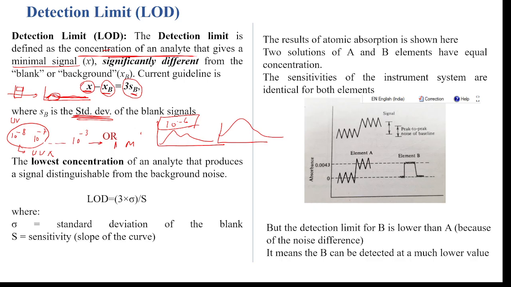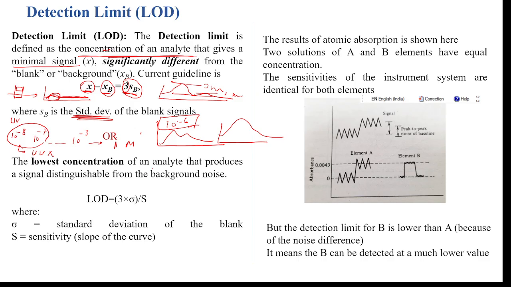by 3. So what is the meaning of this 3? For example, you have a sample, this is the peak and this is the noise. If the height of this noise is, for example, 1 centimeter, then the signal should be 3 centimeter. Below it should not be counted, it should be 3. This is the meaning of this 3 value here.